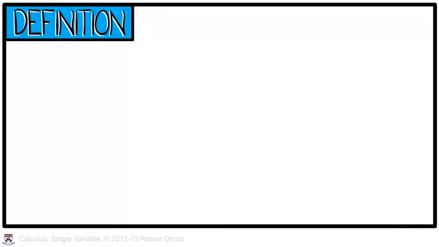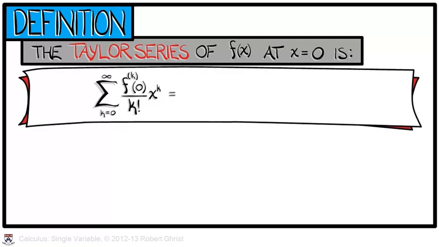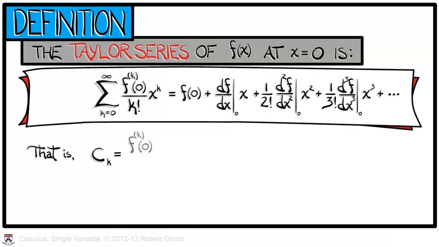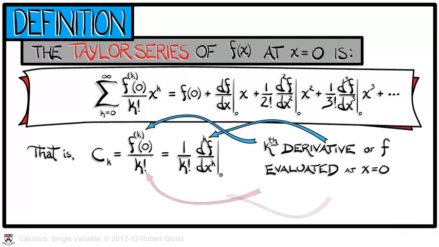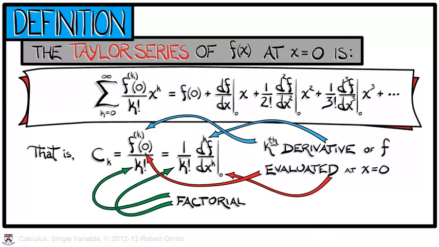The following definition is critical. The Taylor series of a function f at an input 0 is the following series: f at 0 plus the derivative at 0 times x plus 1/2 factorial times the second derivative at 0 times x squared, etc. That is, the kth coefficient is equal to the kth derivative of f evaluated at the input 0 and then divided by k factorial. This is a most important definition.